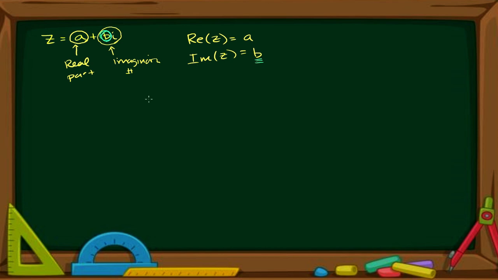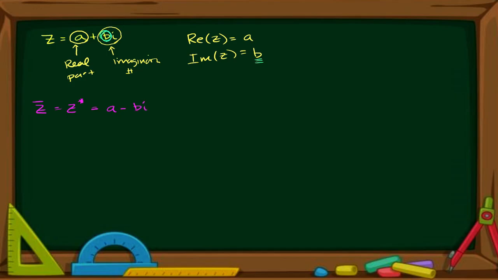Anyway, with that said, what I want to introduce you to is the idea of a complex number's conjugate. So if this is z, the conjugate of z would be denoted with z with a bar over it. Sometimes it's z with a little asterisk right over there. That would just be equal to a minus bi.